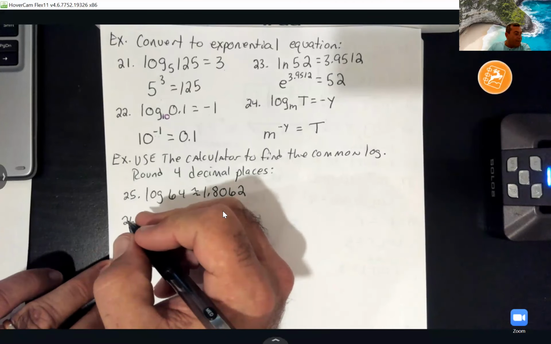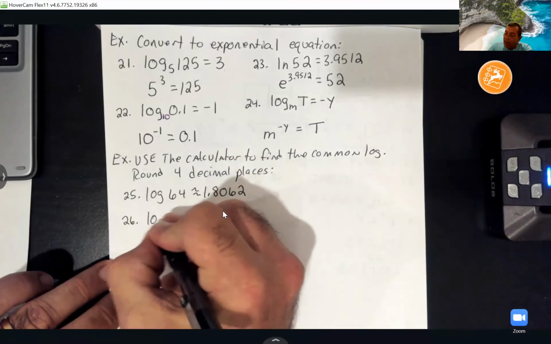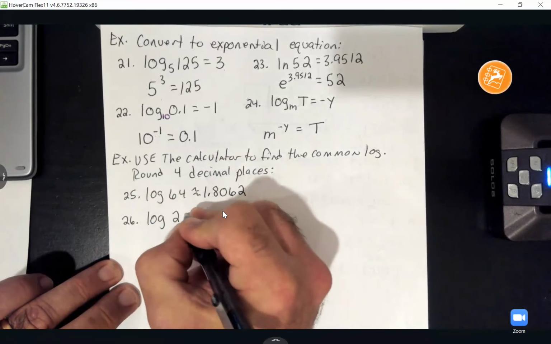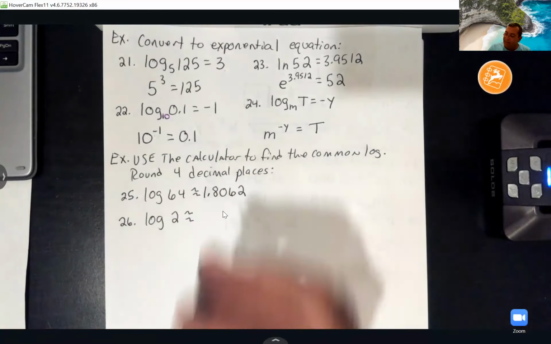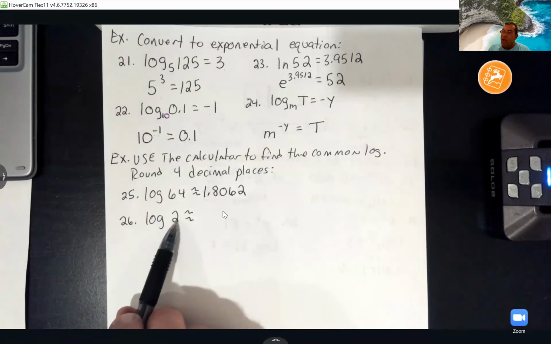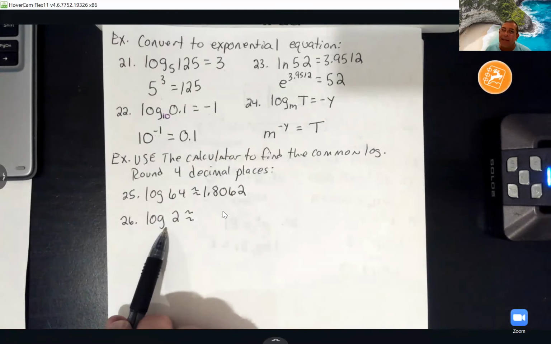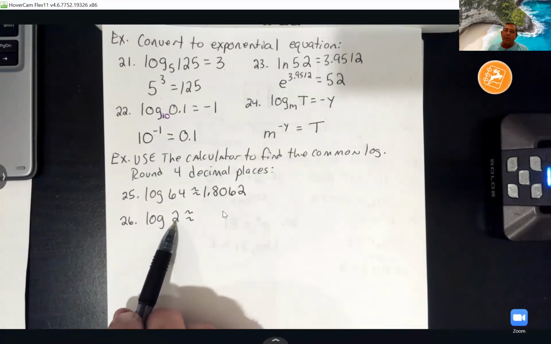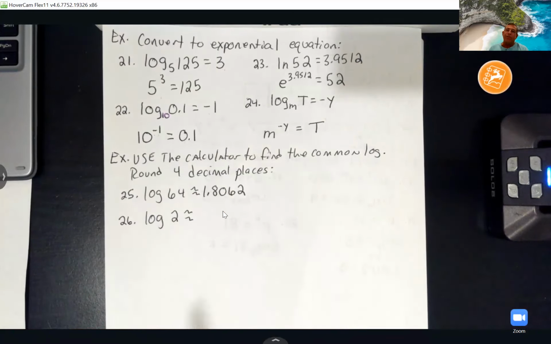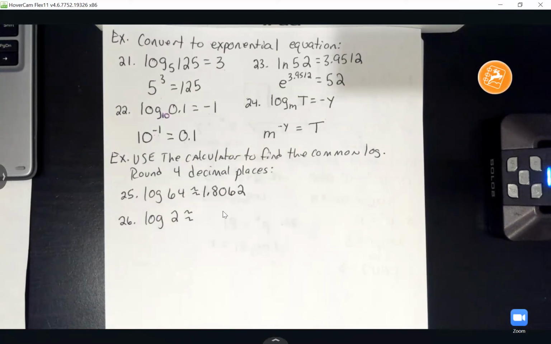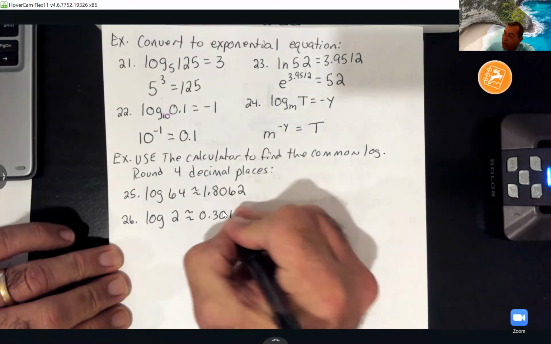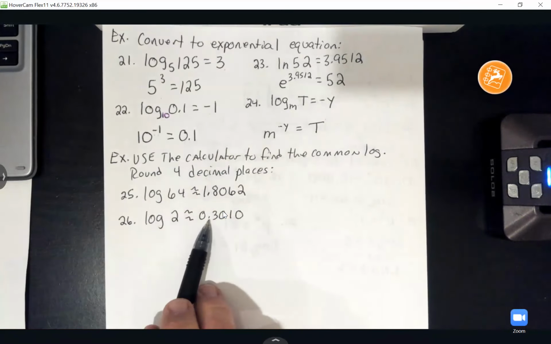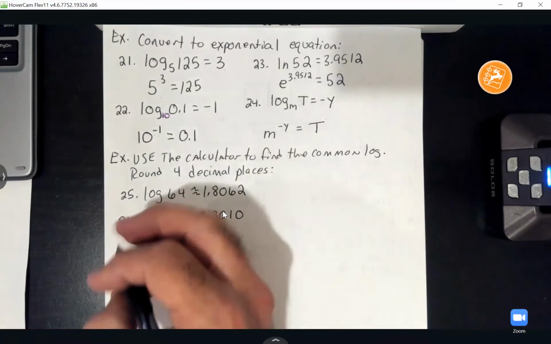All right. Log of 2. So y'all punch that in and see what we get. Now we'll say this number's smaller than the base of 10. So when the number is smaller than your base, you should get 0.3010. So you get a number less than 1, okay?